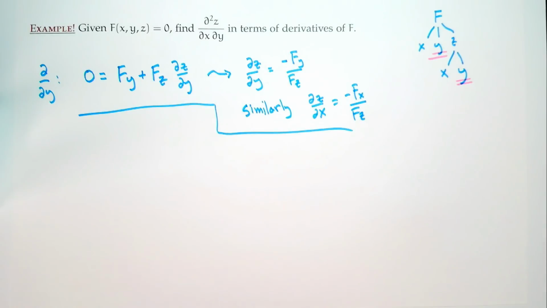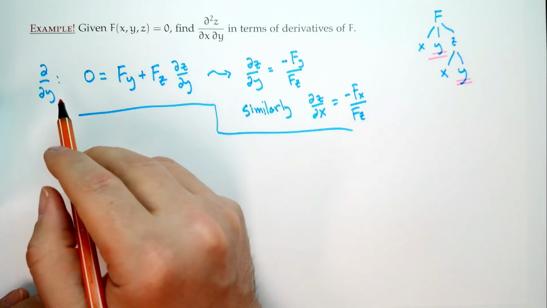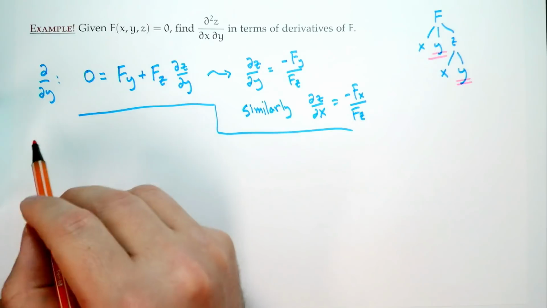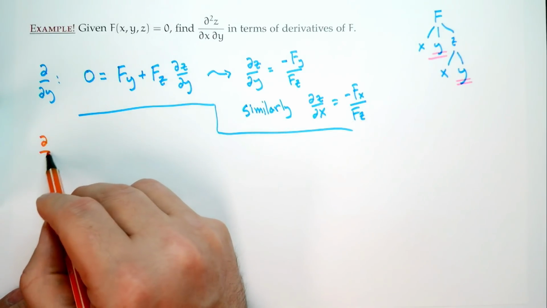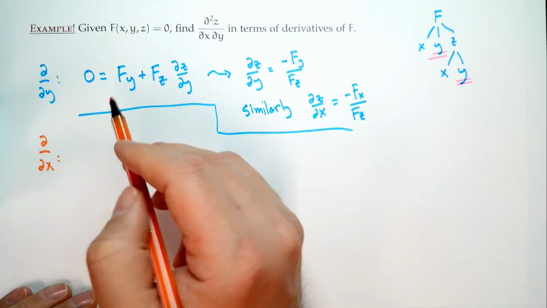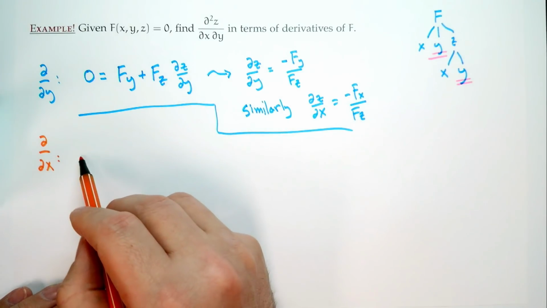Okay, so I took one derivative, and that first time I took it, I took the derivative with respect to y. So now we're in round 2. We're taking our next derivative, so we're going to switch to our new color. Since I took the derivative with respect to y, the next thing is, let's take the derivative with respect to x. Well, the derivative of 0 is still 0.